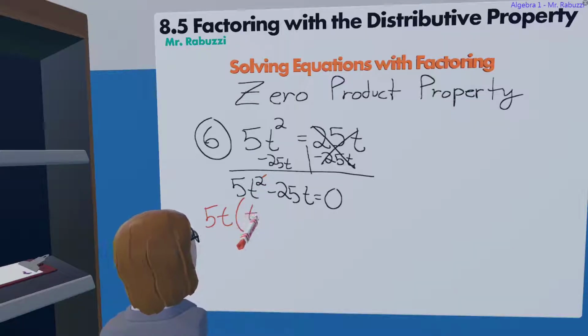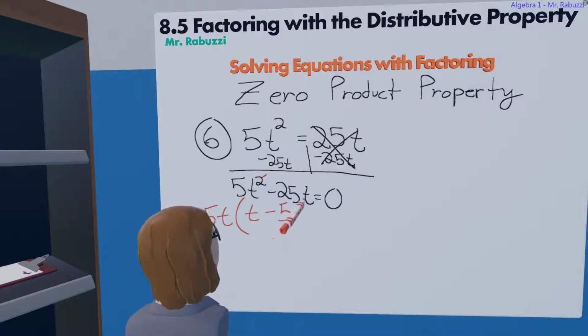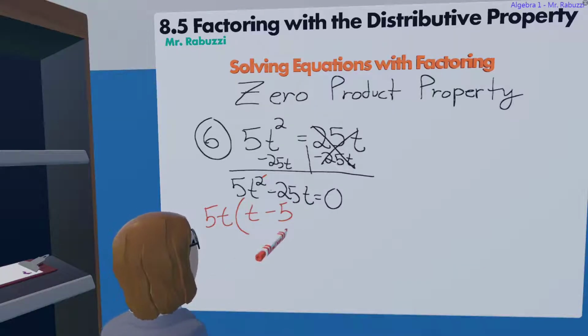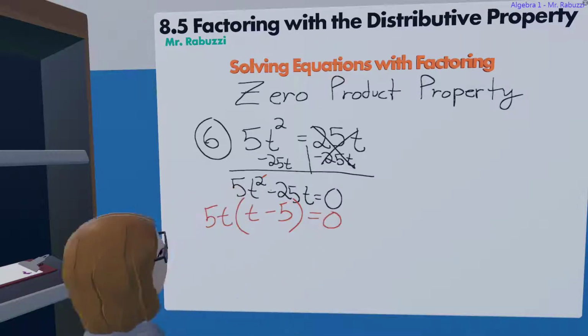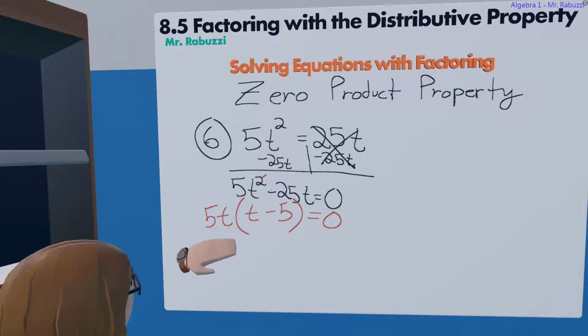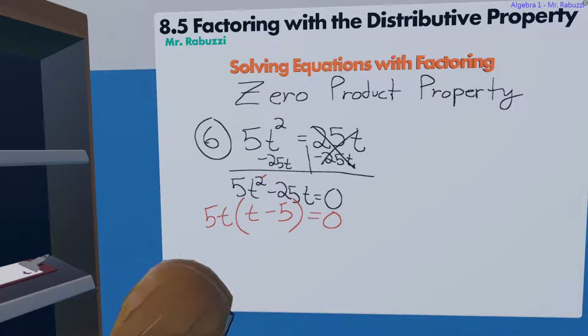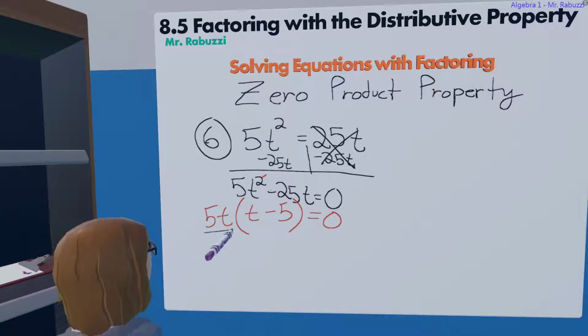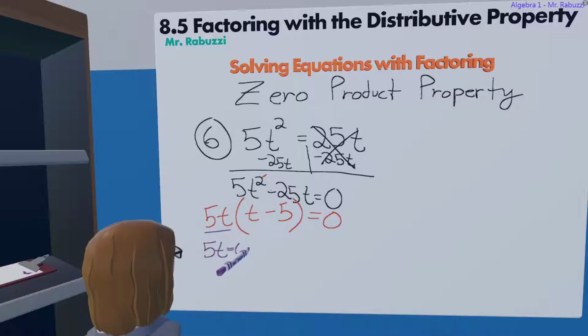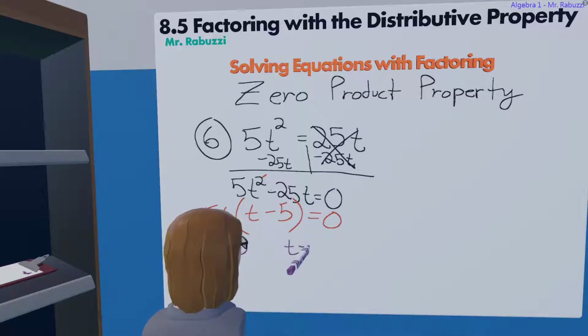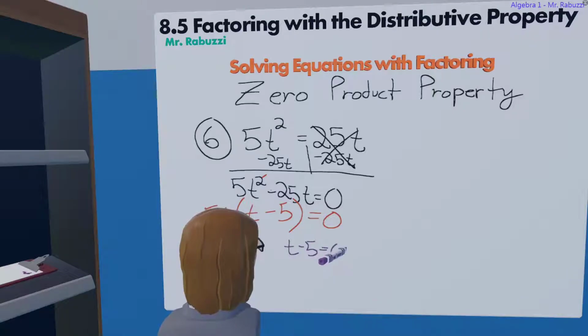So t minus 25 divided by 5 is 5. T divided by t, they're gone, right? They divide each other out. Equals 0. Now here we have two factors. We have 5t and we have t minus 5. And they both equal 0. So we can make 5t equals 0. And we can make t minus 5 equals 0.